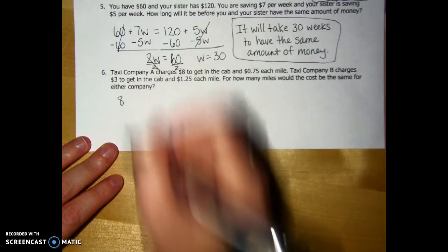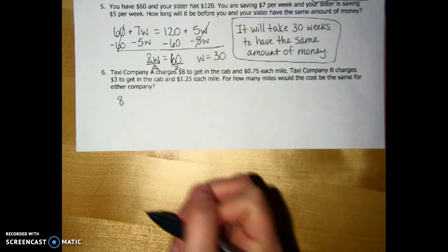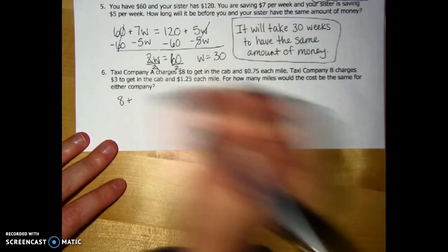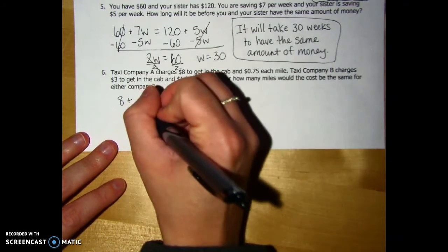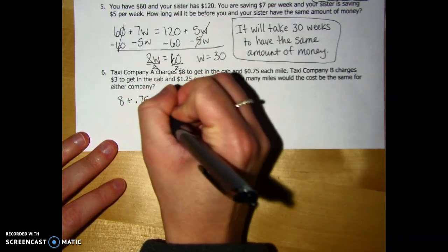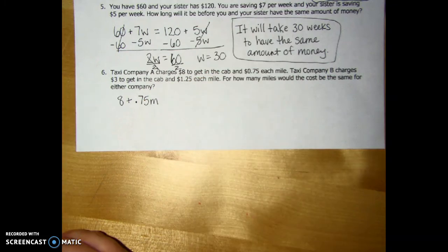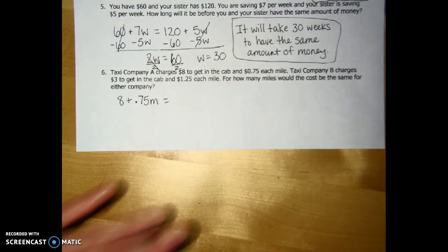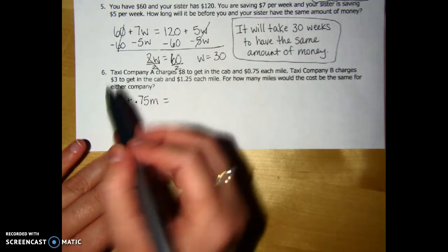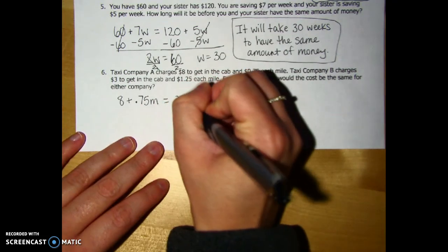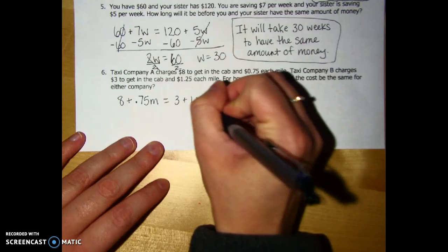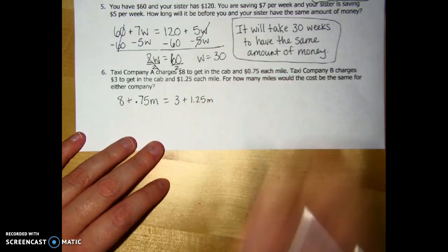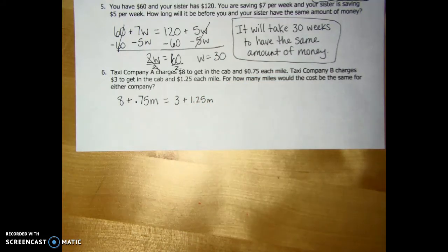So just to sit in the taxi, they're going to charge you $8. And then you add 75 cents each mile. So that's 0.75. I'll just put M for miles. Okay, so that's for company A. For company B, the one-time fee is the $3 plus 1.25 for each mile. Okay, now we go ahead and solve it.